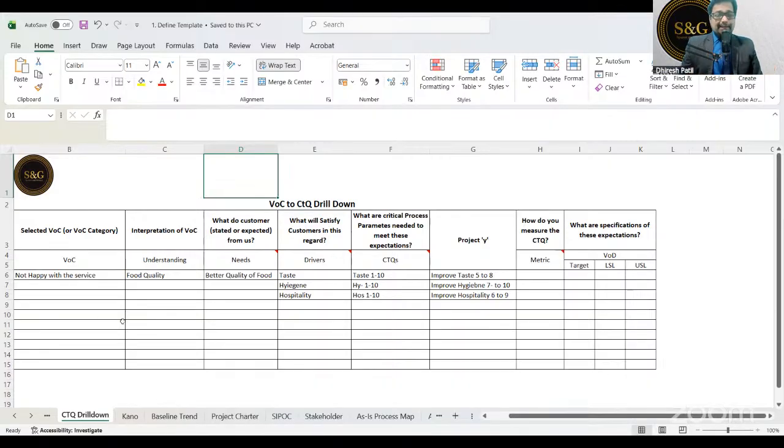All right. Now here you can see step number 1. This is template 1, define phase template 1. First sheet, there are multiple sheets here. You can see at the bottom: CTQ drill down, Kano model, baseline trend, project chart, and so forth. Okay, just a second. Let me share it once again.